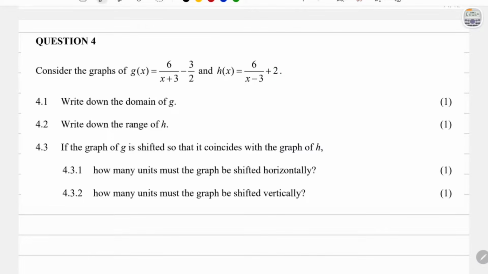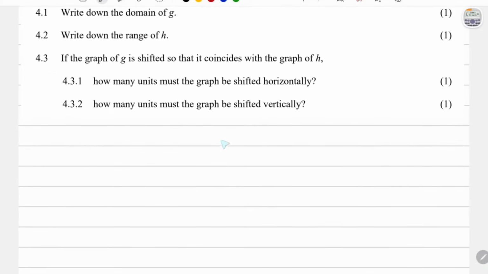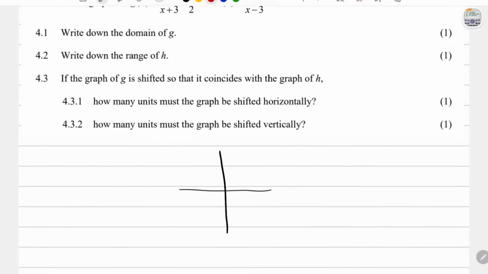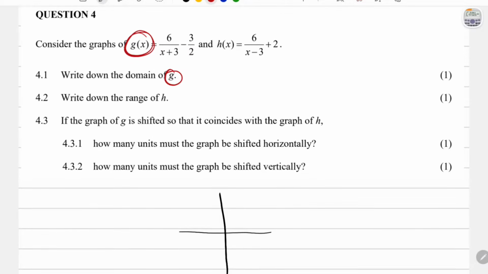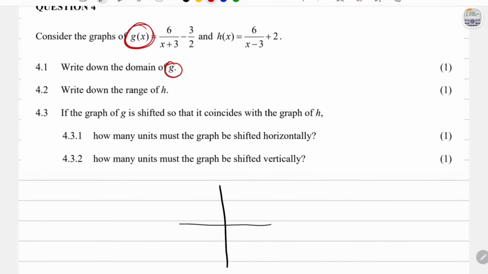The first question is to write down the domain of g. So remember, the domain is going to be all your possible x values. You don't have to write down these graphs. I'm just showing you so that you can understand how that works. So we're just going to look at all the possible x values of this graph. Okay, so the graph of g is this one, right? Now, as you can see, you have a normal hyperbola.